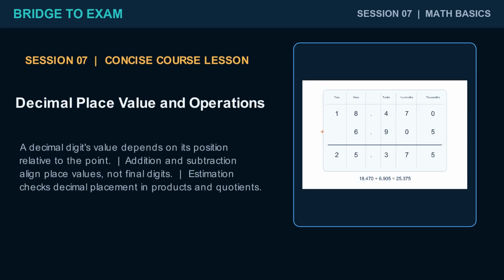Welcome to Session 7, Decimal Place Value and Operations. Decimals extend the base 10 place value system to quantities smaller than 1. Their operations follow whole number principles, but place alignment and magnitude estimates are essential. Fractions and decimals are interchangeable representations of rational numbers.